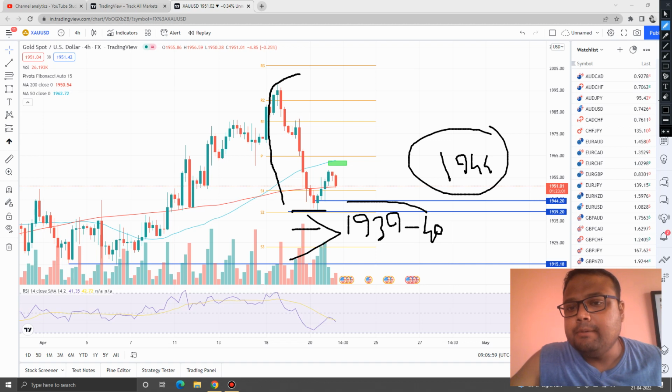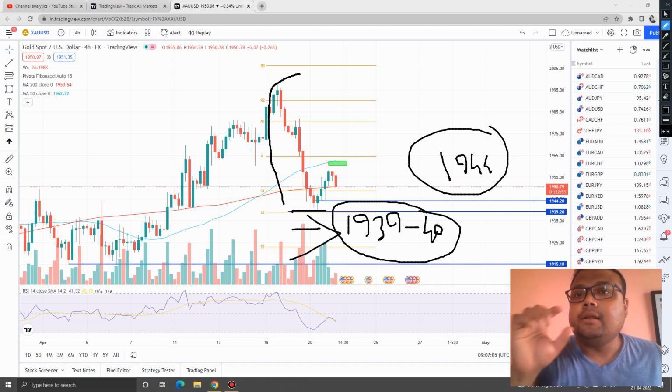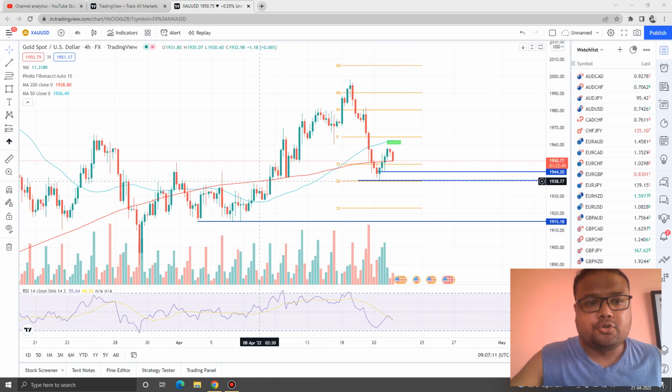Before this level, we have another level around 1944. So before this important support, we have another support around 1944. But keep in mind that the level of 1944 is not very strong. Why? Let me show you.